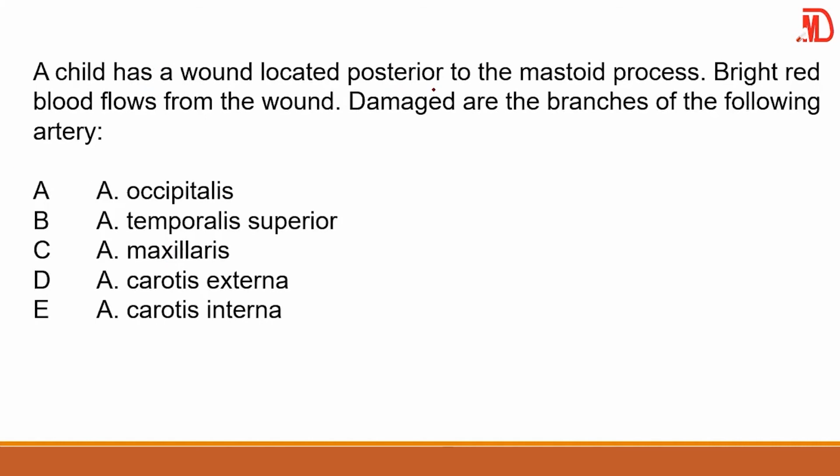A child has a wound located posterior to the mastoid process. If I were you, I'd put my hand on the mastoid process so that I can picture what they are talking about. Bright red blood flows from the wound. That means an artery has been damaged. Those of you who follow us on Instagram, one time I posted a picture of blood coming from an artery and blood coming from a vein. Who here is following me and has seen that picture?